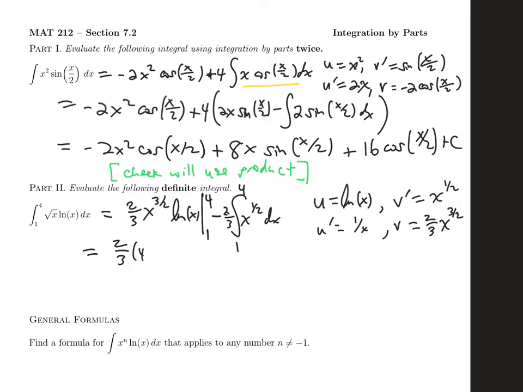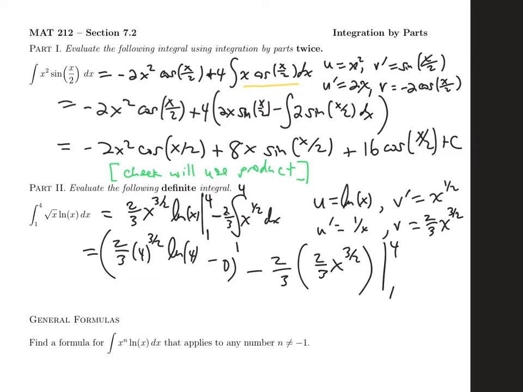So putting in 4, if you put 1 into this, you'll have 2/3 of 1 times log of 1, which is 0. So in this case, it'll be subtracting 0. Then I'll have 2/3. The antiderivative of x to the 1/2, we just did that. That's 2/3 x to the 3/2, and that's evaluated from 1 to 4.